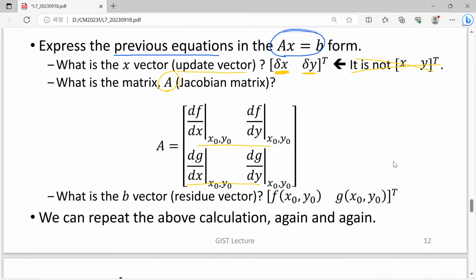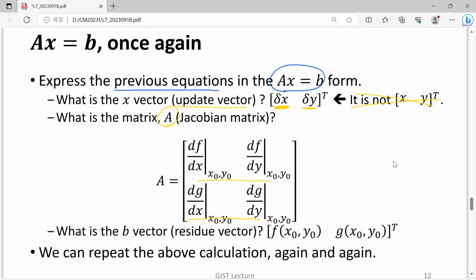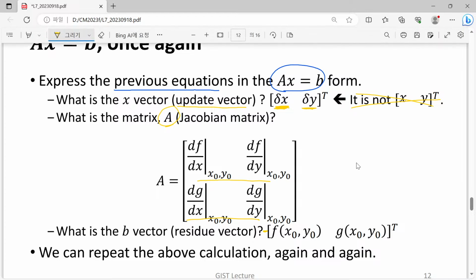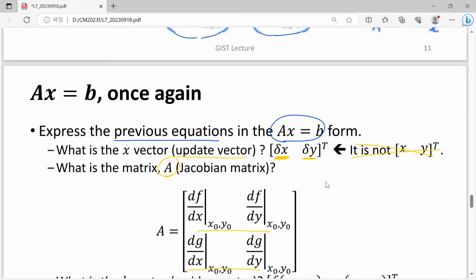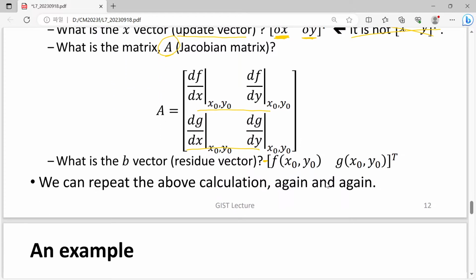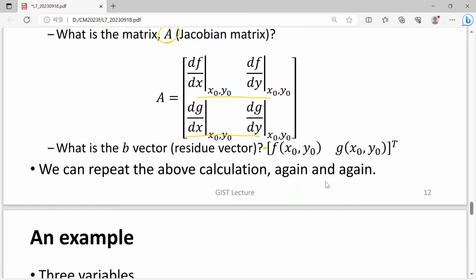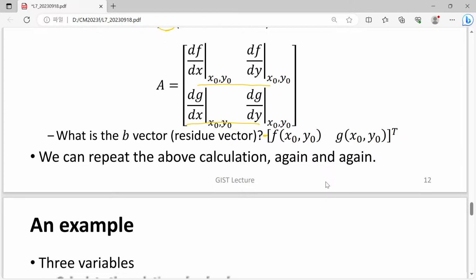The evaluated function is now b, but unfortunately I have made another mistake here. We must have an overall negative sign here, because we wanted to make Ax equal to b, so we must have a minus sign here. We can repeat this calculation procedure again and again to get the realistic solution.